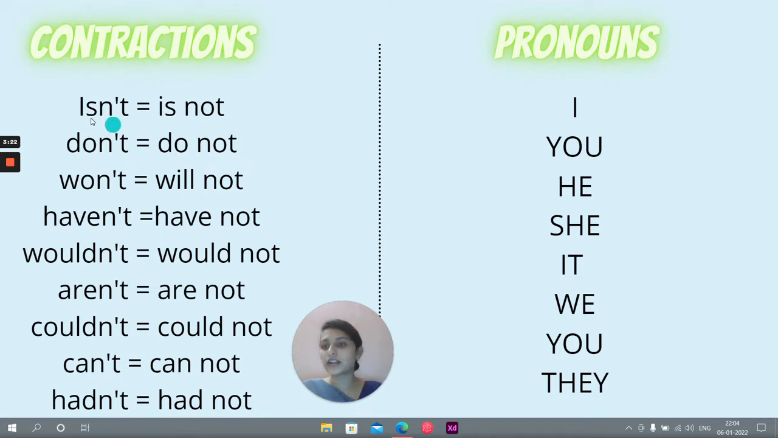And can you see here you have n't. So you have all these words: wouldn't, haven't, won't. So are not will become aren't. Could not will become couldn't. Cannot will become can't. Had not will become hadn't.